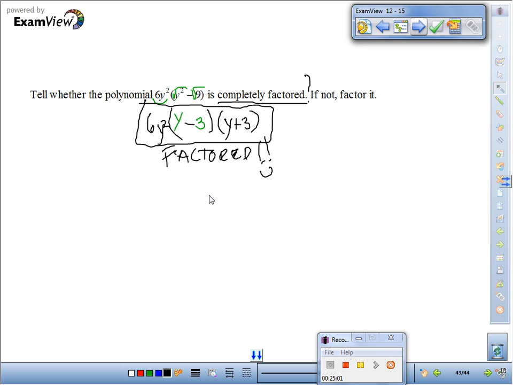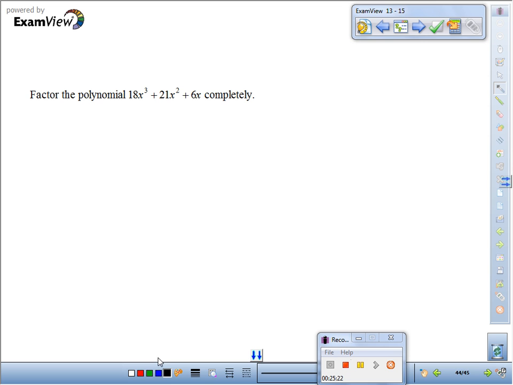Factor the polynomial 18x cubed plus 21x squared plus 6x, and it says factor it completely, which means just go through all your steps. 18x cubed plus 21x squared plus 6x. All right, let's get started. Pass it to someone, Jose. Pete. GCF. So let's see. What is our GCF for each of these terms? 3x. What do we have left? 6x squared plus 7x plus 2. Pass that to someone.